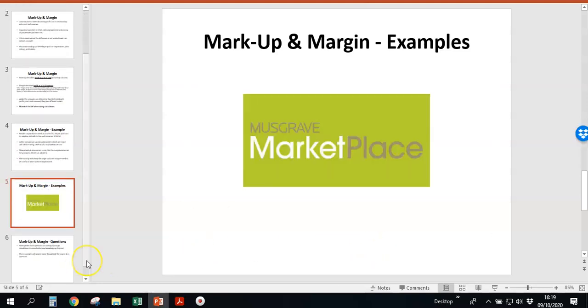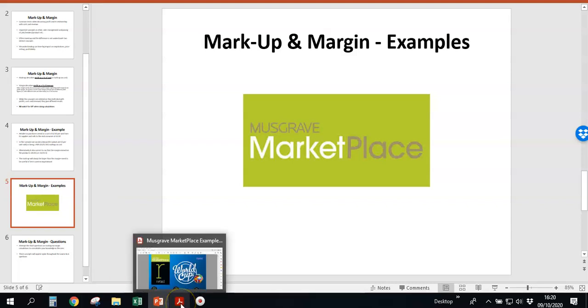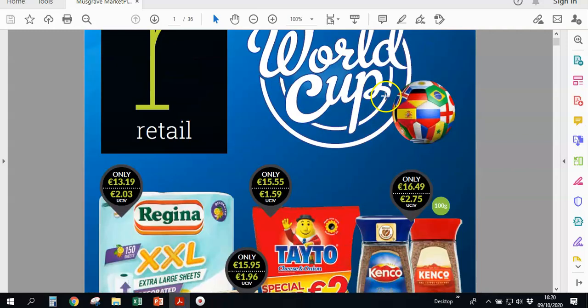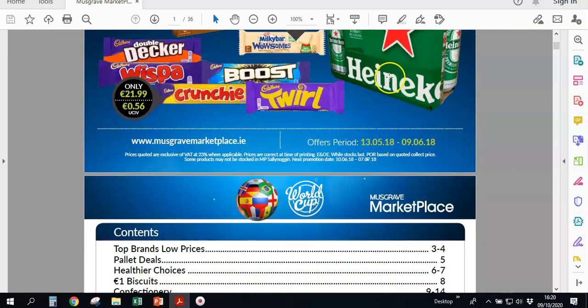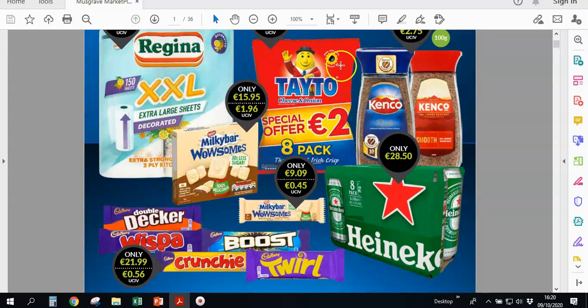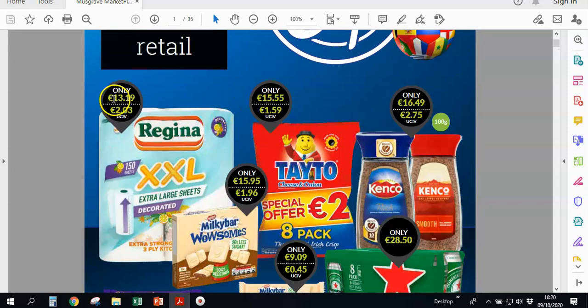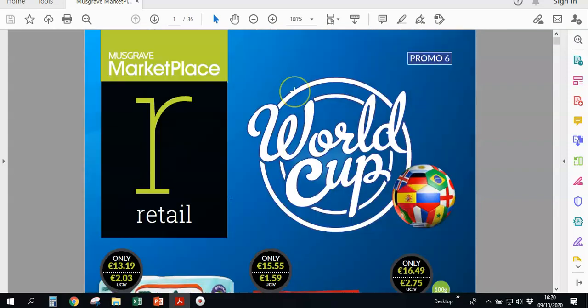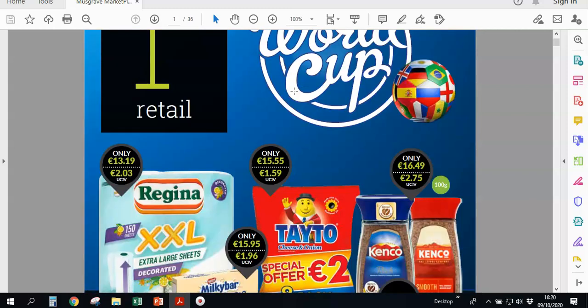To give you a real world example, I've taken a PDF that I got online from Musgrave Marketplace, which is essentially the wholesalers. So Musgraves will sell to the smaller shops, the independent retailers, different items in the shops. So I just took one, it's from the World Cup promotion cycle 2018, because I can get a PDF. So you can see they say this is what Musgraves Wholesale are selling to the retailer at. So they could be selling to a smaller independent corner shop, etc.